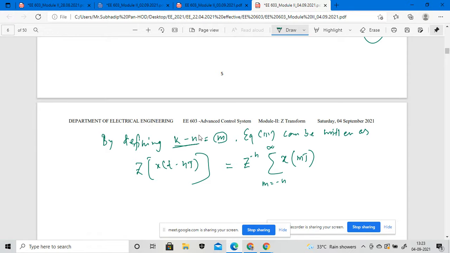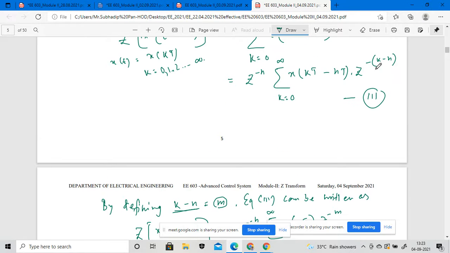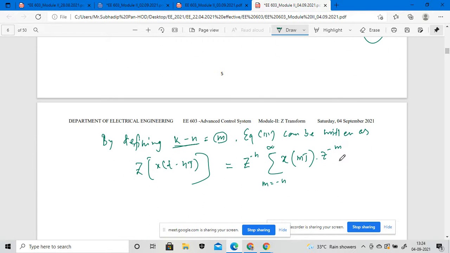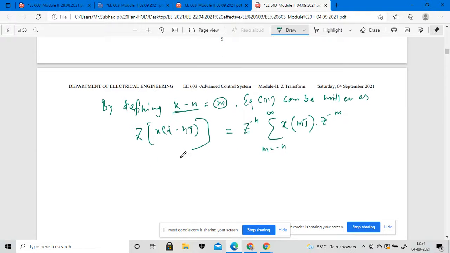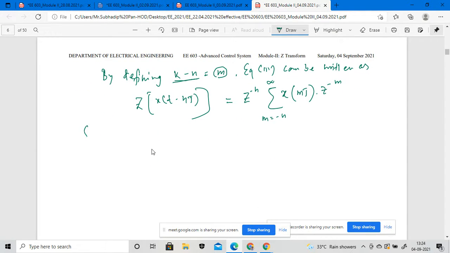So for that case, we are writing x of mT into z to the power minus m, because we are considering k minus m, and if I see the previous equation, it should be considered as k minus n. So we are considering z to the power minus m, right? So we can again write, since now we have to solve these things.